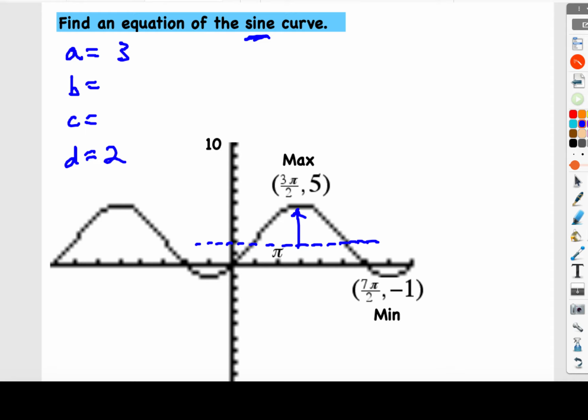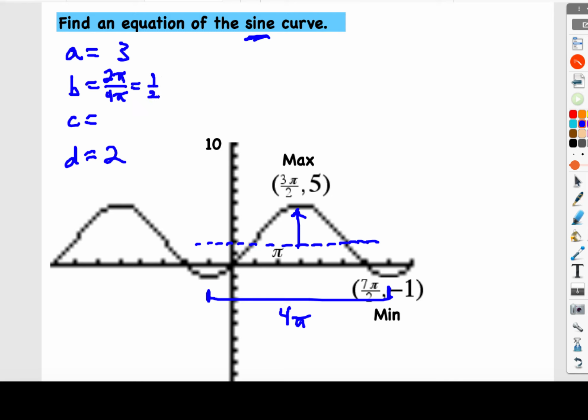B value, again, from minimum to minimum, or max to min and double it. Either way, we're going to have the same period that we had last time. So again, 7 pi over 2 minus 3 pi over 2 was 4 pi over 2, which was 2 pi. Double that is a grand total of 4 pi. And b, again, is 2 pi divided by the period. So again, still going to be 1/2.